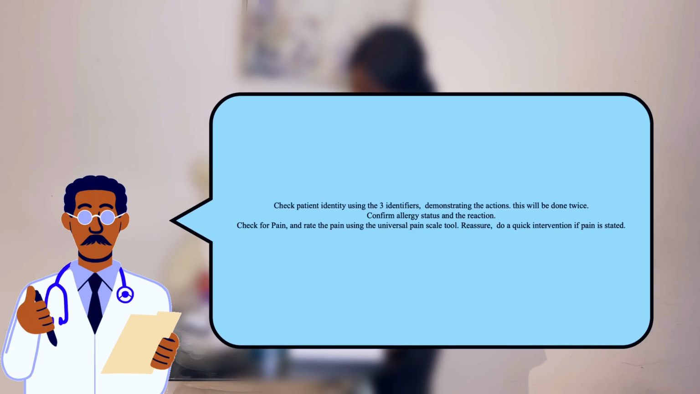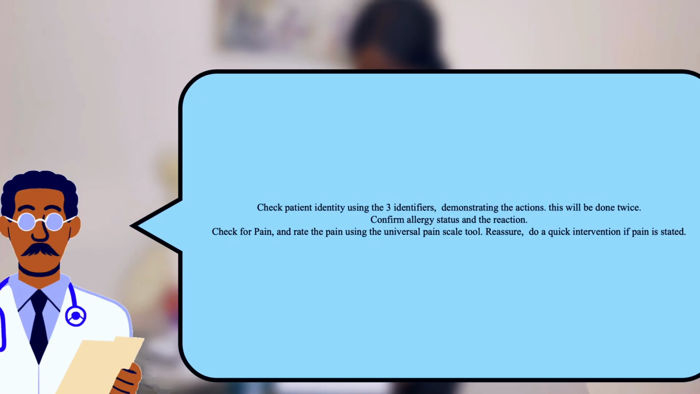Check patient identity using the 3 identifiers, demonstrating the actions. This will be done twice. Confirm allergy status and the reaction. Check for pain. Rate the pain using the Universal Pain Scale tool. Reassure her. Do a quick intervention if pain is stated.